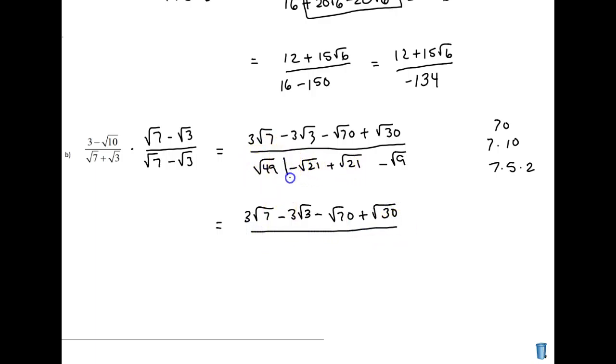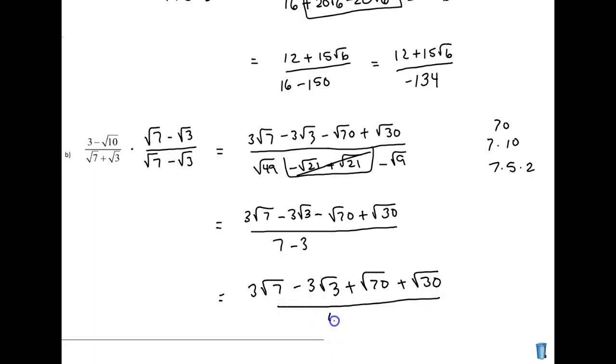But in my denominator, these two guys cancel out. So square root 49 is 7, square root 9 is 3, 7 minus 3 is 4. So 3 square root 7 minus 3 square root 3 plus square root 70 and then plus square root 30 all over 4. Now you may be thinking to yourself, gosh, Christina, I don't know that that looks any simpler than what we started with, but it does have a denominator that is rationalized, so that's what matters. Okay.